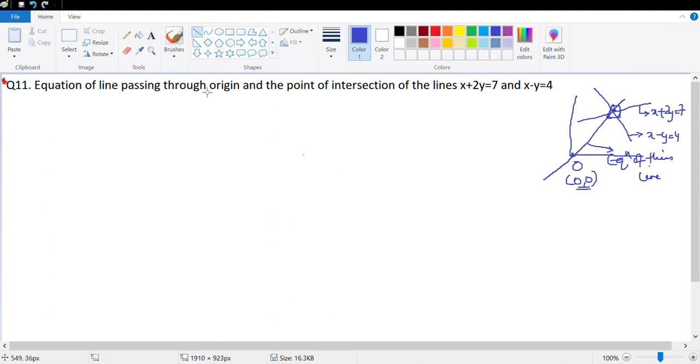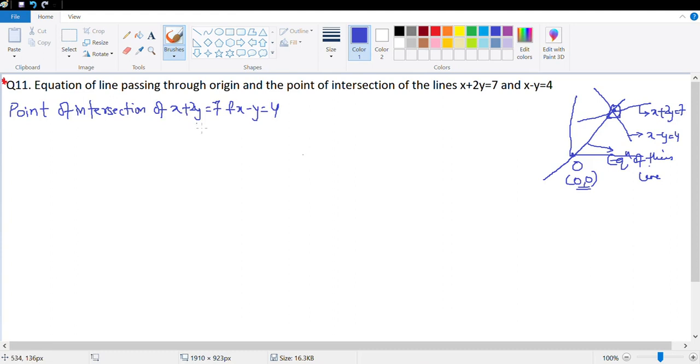So how do I solve this? Does anyone remember how to solve two equations? Yes, simultaneous equations. So first we'll find out the point of intersection of x plus 2y is equal to 7 and x minus y is equal to 4.